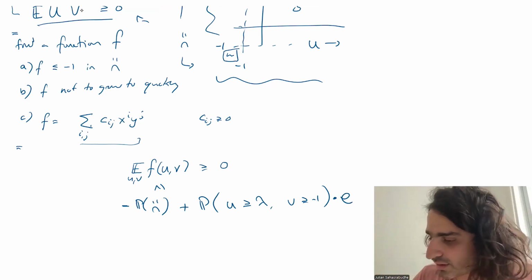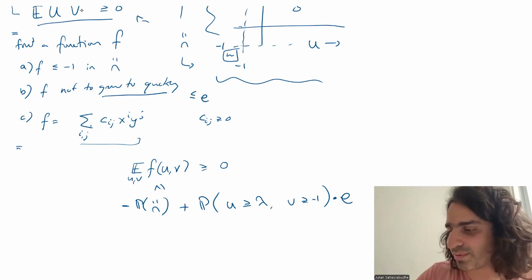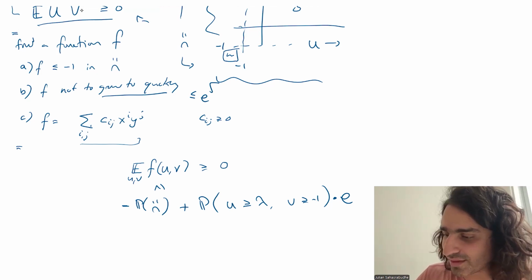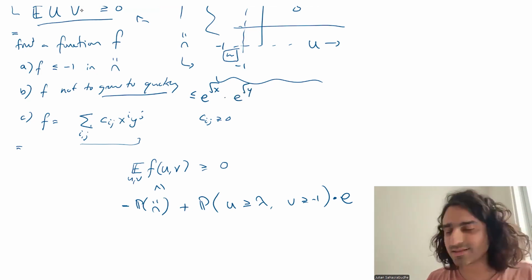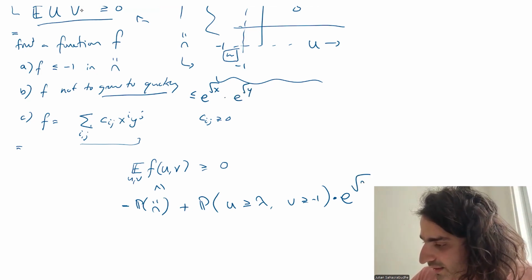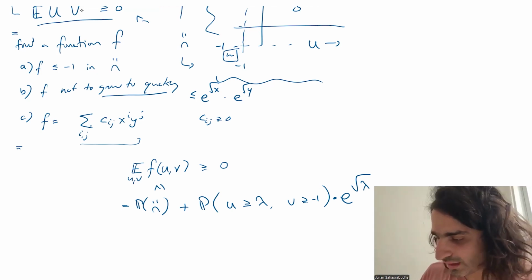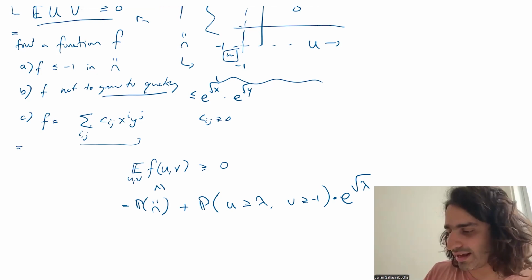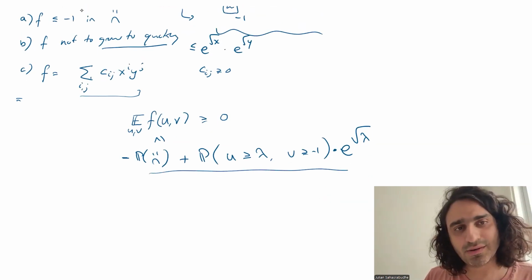Times the value of this function f, but I told you it doesn't grow too quickly. And here, surprise, surprise, I want something like at most e to the root of the size of the variables. So something like this. So now I'm going to get some behavior like this. Constants abound. And now we see we're basically done because this whole thing is bigger than 0.